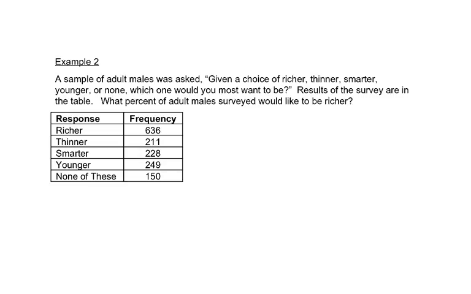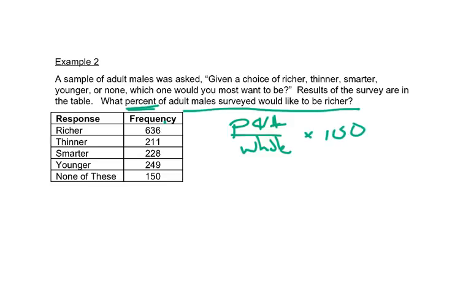This problem is about a survey. We've got people who were asked, which would you most want to change if you could? And it asks what percent of adult males surveyed would like to be richer. So we want a percent. Now we'll talk more about percents later, but a percent is a part over a whole multiplied by 100. So the part that we're looking at is richer. That's this 636.